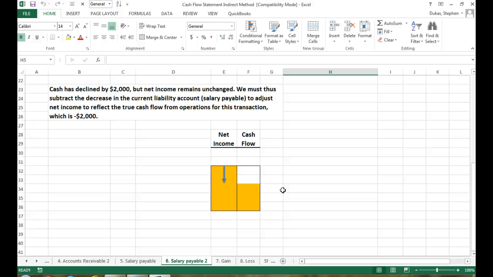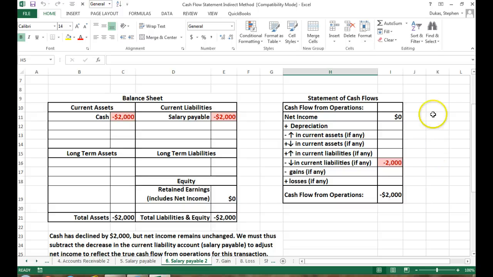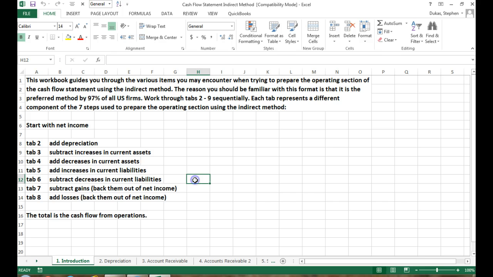Therefore, we have to recognize that it cost us money to pay off that payable. So we have to subtract the $2,000 decrease in the salary payable from net income. Again, net income is 0. We subtract the 2,000 and we get our true cash flow of minus $2,000. So this rule: subtract decreases in current liabilities from net income.